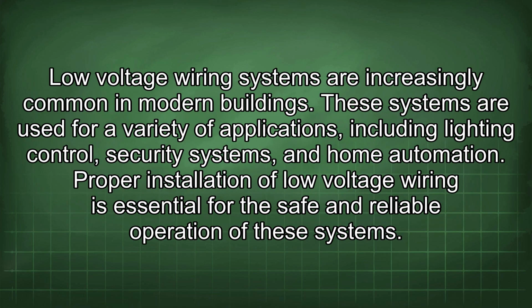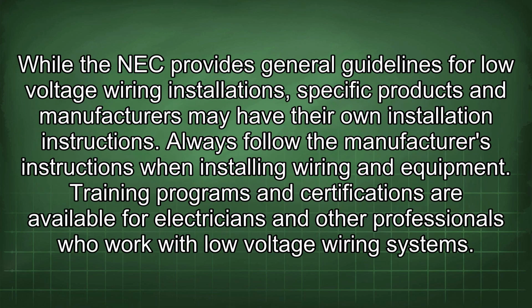Low voltage wiring systems are increasingly common in modern buildings. These systems are used for a variety of applications, including lighting control, security systems, and home automation. Proper installation of low voltage wiring is essential for the safe and reliable operation of these systems. While the NEC provides general guidelines for low voltage wiring installations, specific products and manufacturers may have their own installation instructions. Always follow the manufacturer's instructions when installing wiring and equipment.